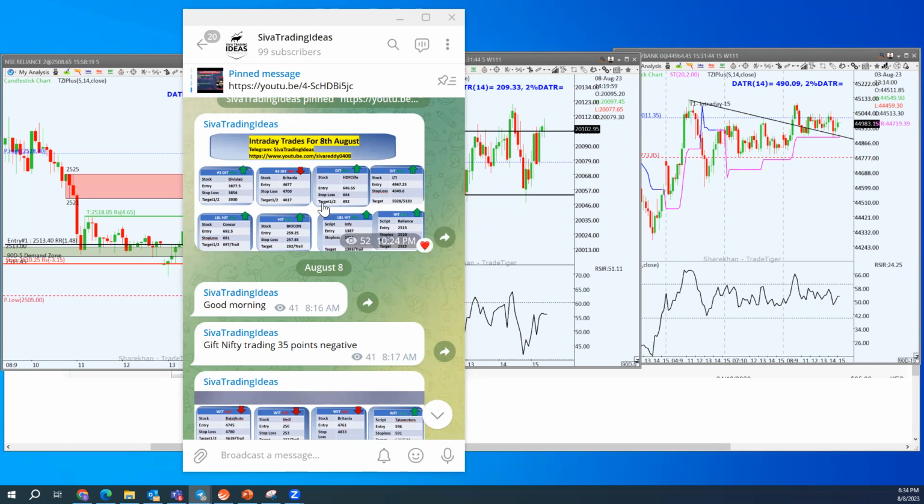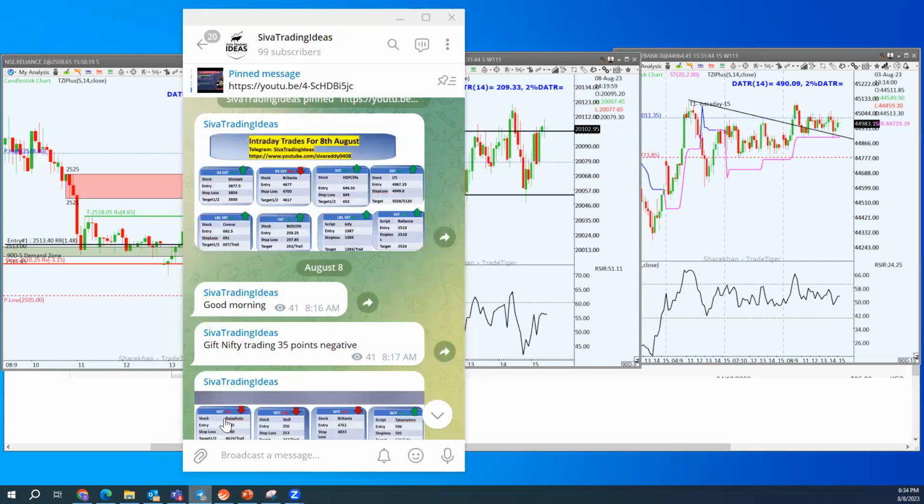As a demand and supply trader, we plan all the trades one day before or before the market opens. We plan all the intraday trades, weekly trades and monthly trades before the market opens. And during the market, whenever it gives us entry, we'll just enter and manage the trade. So let me open the stocks which we planned for today.